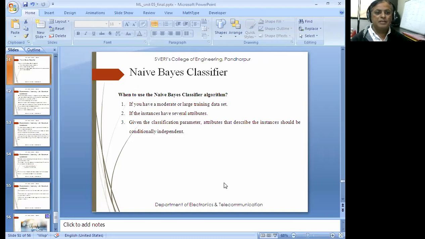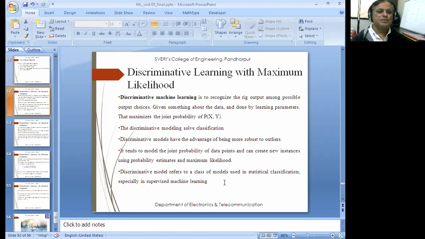So obviously the attributes play a very important role, whether they are dependent or independent. These are conditionally independent. So this is how the naive Bayes classifier works out. Now this is the last point as far as this unit is concerned, which is discriminative learning with maximum likelihood. So in order to understand this discriminative learning, which will be used to discriminate your result.